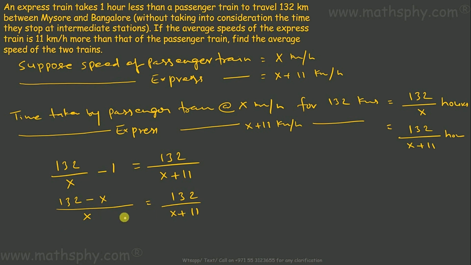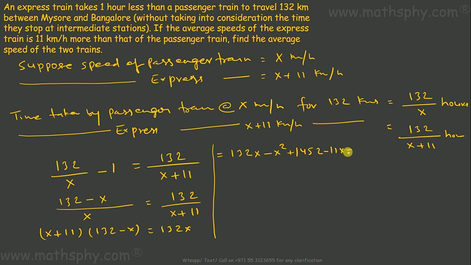So this will be cross multiplication, x plus 11 multiplied with 132 minus x. And 132 multiplied with x gives you 132x. This will be 132x minus x square plus 132 into 11 gives you 1452 minus 11x equals to 132x. So this can be cancelled.